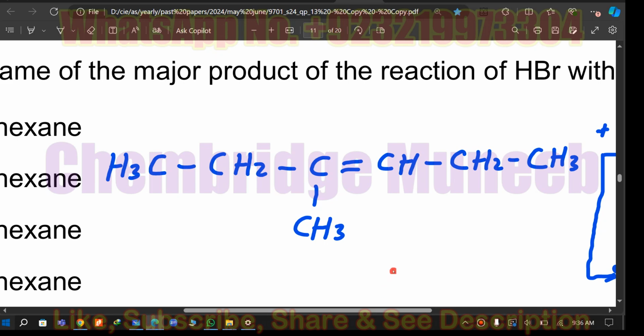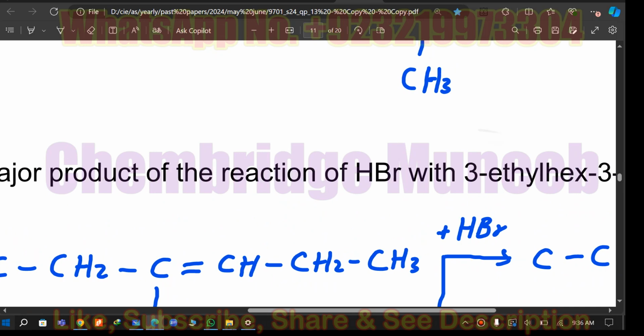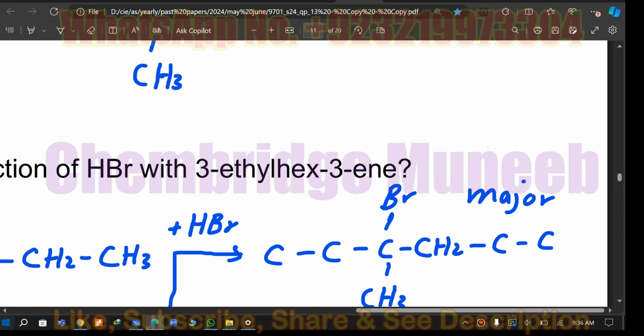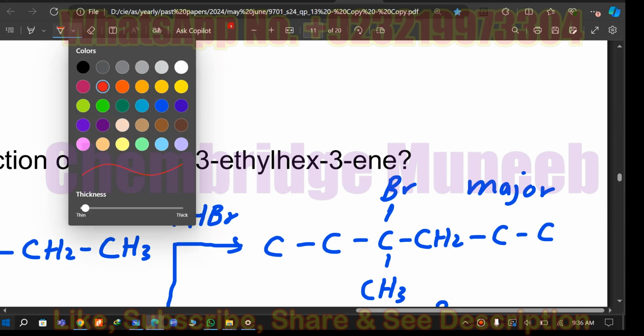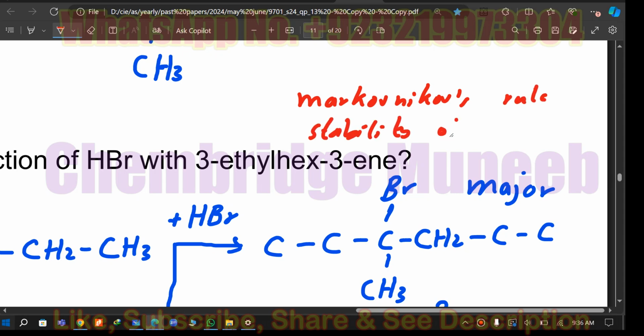This is the compound, and when we add HBr, it will follow two routes. One route gives the major product and the other gives the minor product, because it follows Markovnikov's rule, or the stability of cations rule.